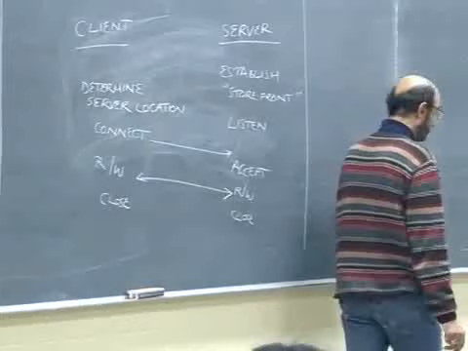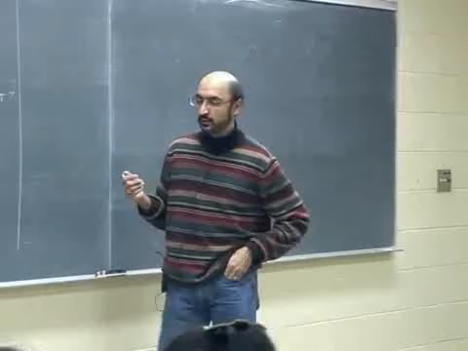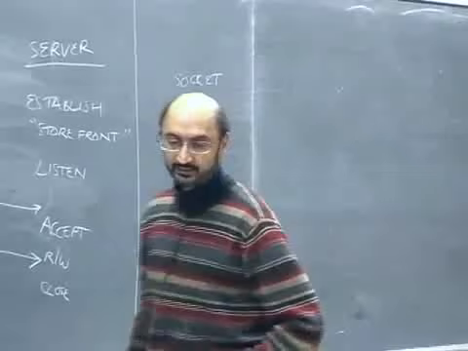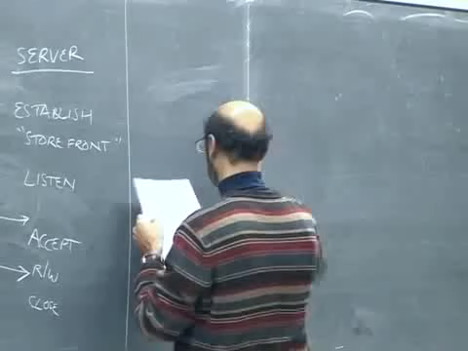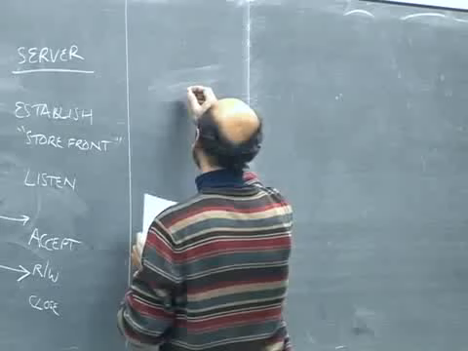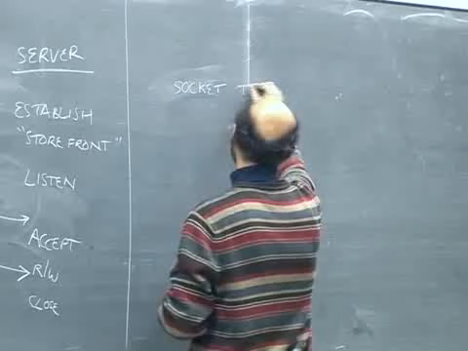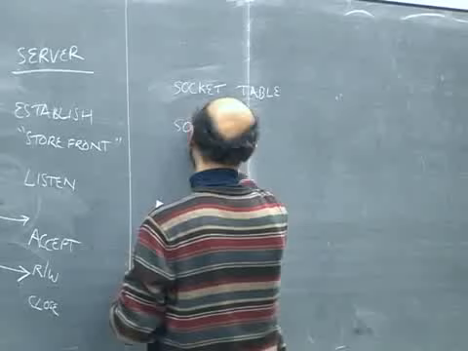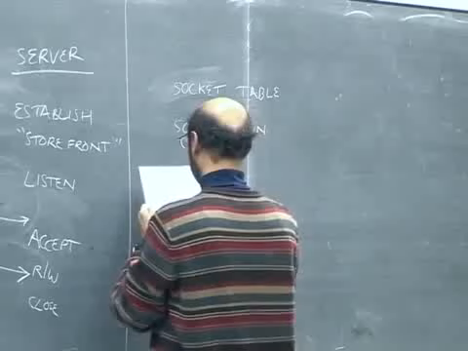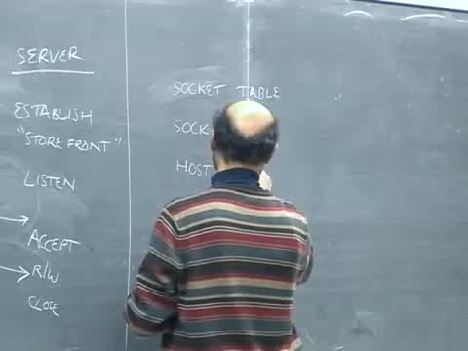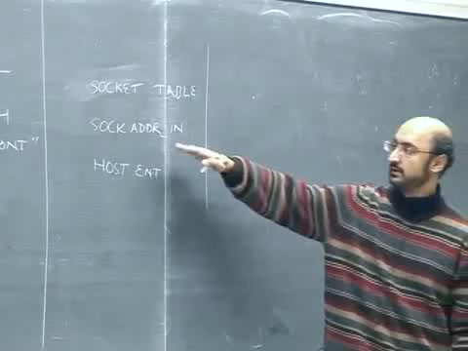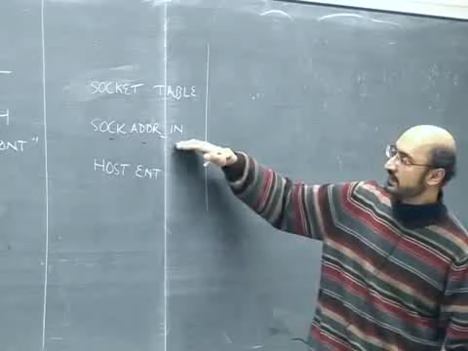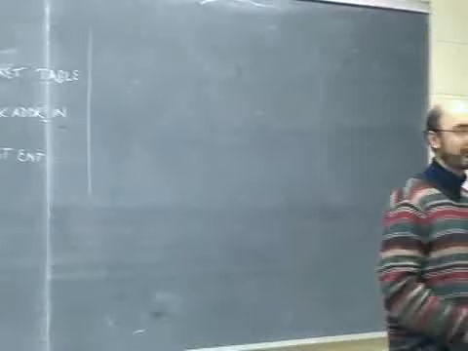I'm going to talk about three things: the socket table, the sockaddr_in, and then the hostent, or host entity. So the three data structures that encapsulate everything we're going to do are the socket table, something called the sockaddr_in, which sort of means socket address internet, and then the host entity. These names are a bit cryptic, but it doesn't really matter too much.